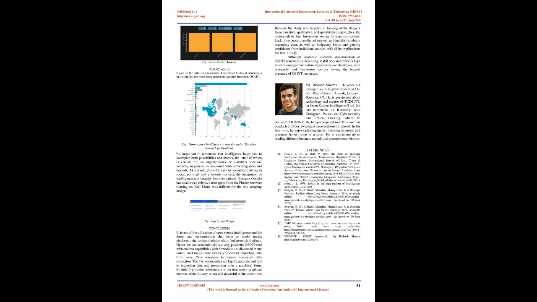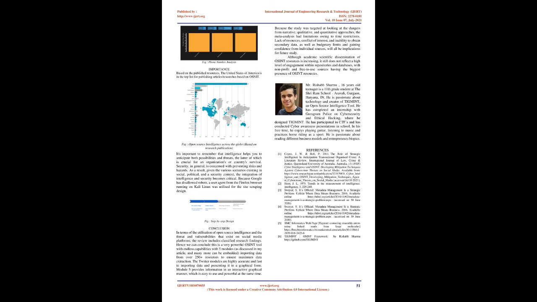Conclusion: in terms of the utilization of open source intelligence and the threat and vulnerabilities that exist on social media platforms, the review includes classified research findings. Hence we can conclude this is a very powerful OSINT tool with endless capabilities with 5 modules, as discussed in my article, and many more can be embedded, importing data from over 250 plus resources to ensure maximum data extraction. The Twitter modules are highly accurate and fast in importing data and presenting it in a graphical form. Module 5 provides information in an interactive graphical manner, which is easy to use and powerful at the same time.